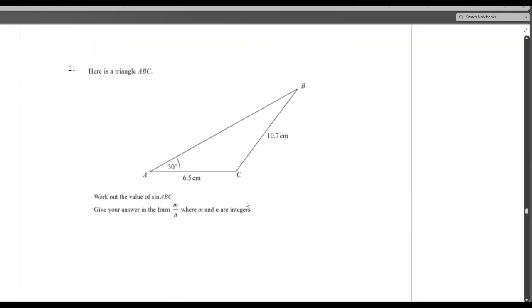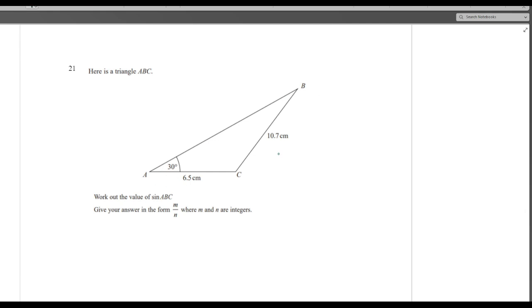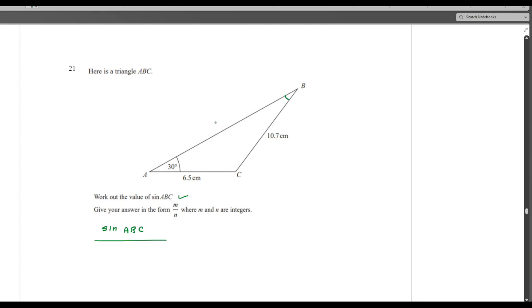Okay, here is a triangle ABC. Work out the value of sine of angle ABC. Sine of this angle I have to work out. Okay, now to work out this angle, work out the value of sine ABC and give your answer in m upon n form. So here I have, let us start with sine of ABC only. So sine of ABC divided by, here we will use sine rule. So sine of ABC divided by its opposite length, which is 6.5, will be equal to sine of 30 degree divided by its opposite side, which is 10.7.